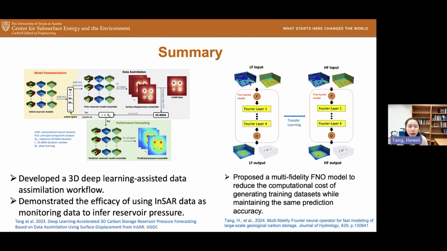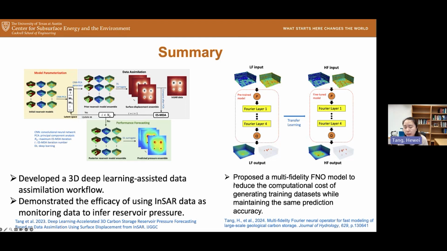So here I'm summarizing this presentation. I have introduced a 3D deep learning assisted data assimilation workflow and demonstrated the efficacy of using InSAR data as monitoring data to infer reservoir pressure. These results have been published in the International Journal of Greenhouse Gas Control in 2023.